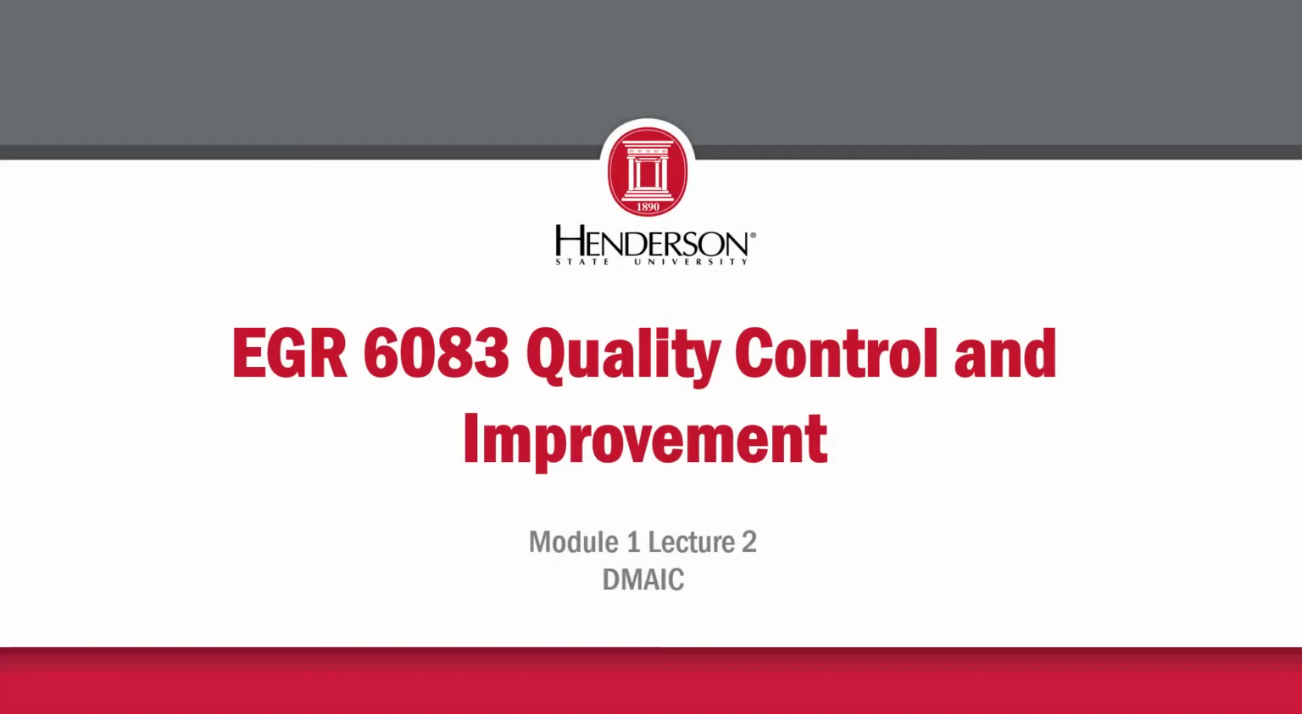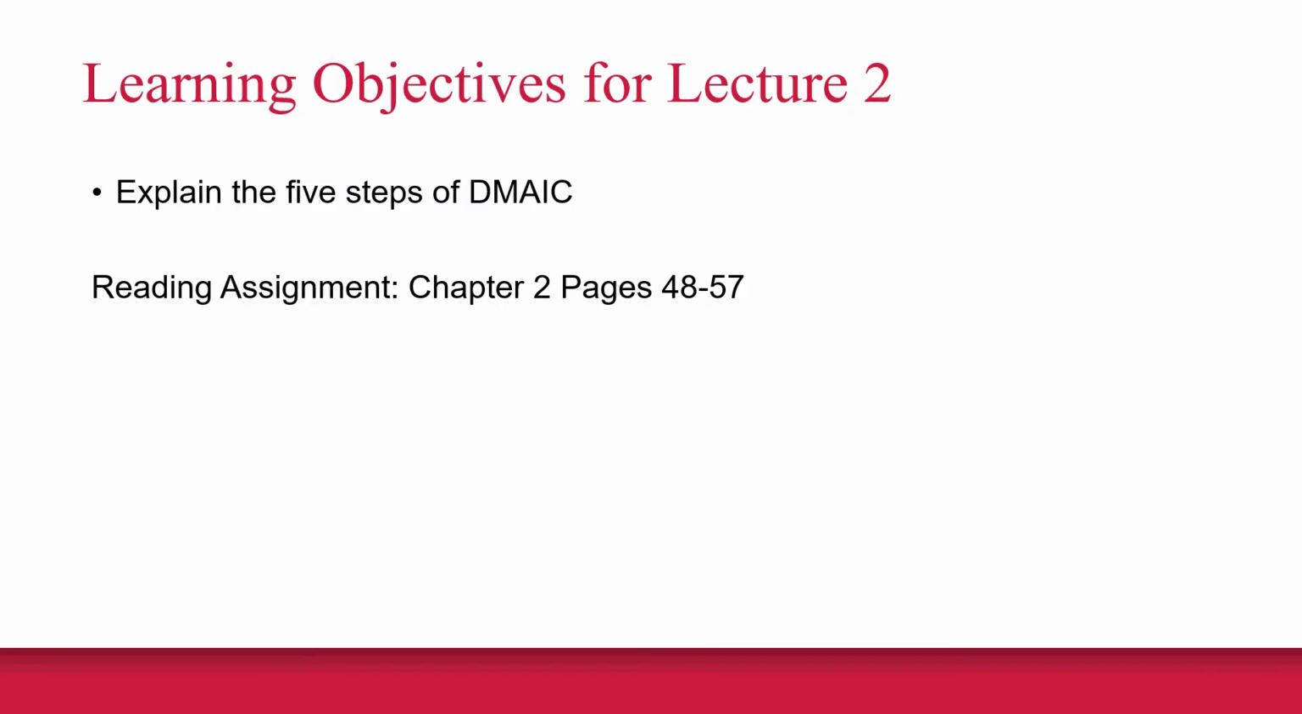Quality Control Improvement, Module 1, Lecture 2, DMAIC. Learning objectives for Lecture 2: to explain the 5 steps of DMAIC. Reading assignment is Chapter 2, pages 48 to 57.